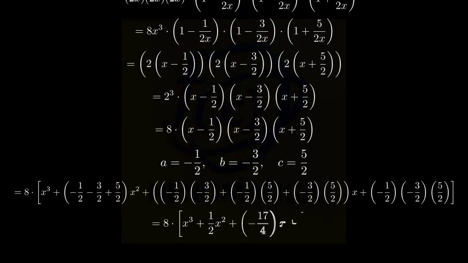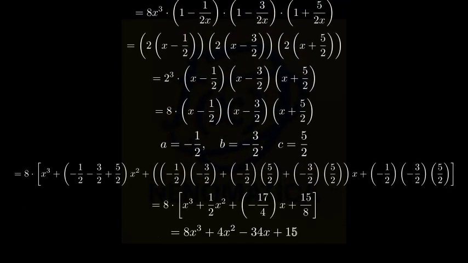Let's simplify. The sum of the coefficients is negative 1 half minus 3 halves plus 5 halves, which equals positive 1 half. For the coefficient of x, we have negative 1 half times negative 3 halves, which is 3 quarters, plus negative 1 half times 5 halves, which is negative 5 fourths, plus negative 3 halves times 5 halves, which is negative 15 fourths. Adding these, we get 3 quarters minus 5 fourths minus 15 fourths, which equals negative 17 fourths. The constant term is negative 1 half times negative 3 halves times 5 halves, which equals 15 eighths.